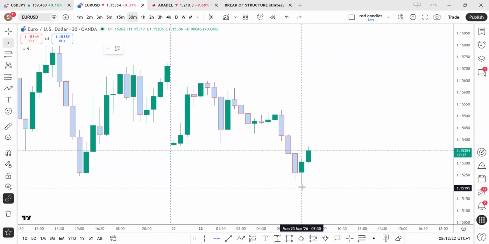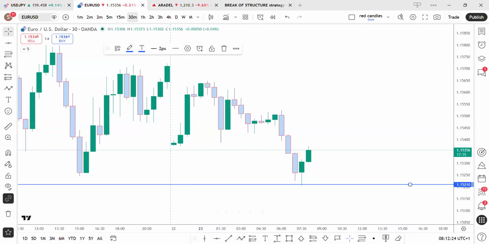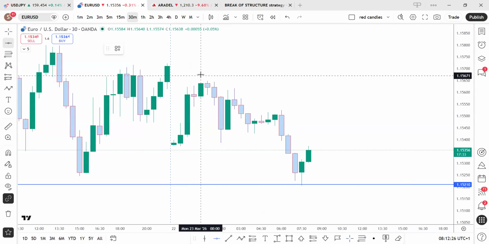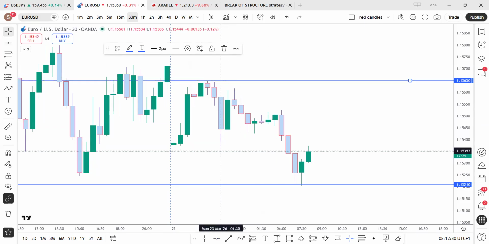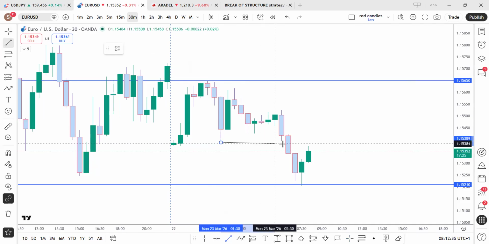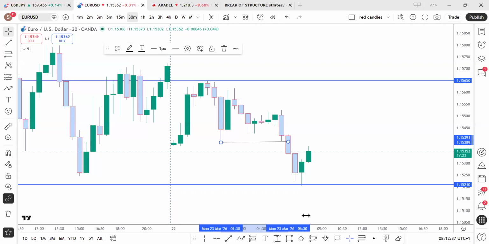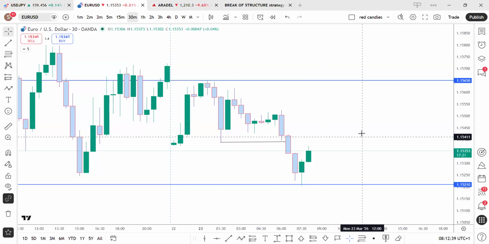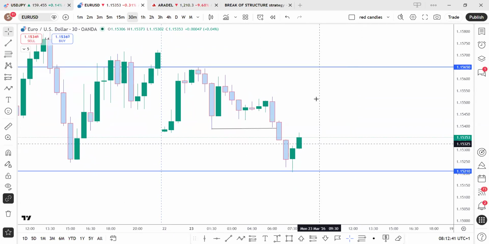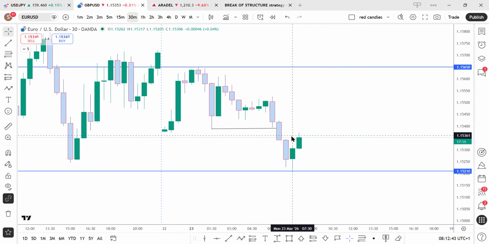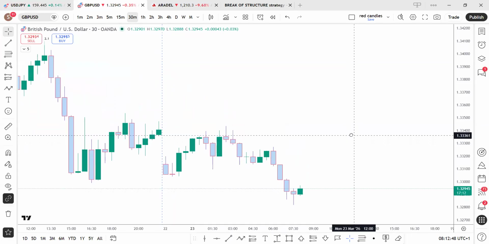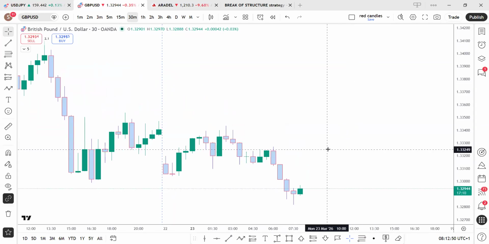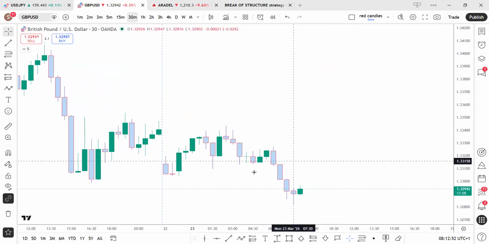So this is just a big range for me. Even though I can see a small break of structure somewhere here, overall, it doesn't look like a nice trend for me. So I'll default to range. Just wait on this to see a nice trend. It's usually better to just trade the trend. They say the trend is your friend.